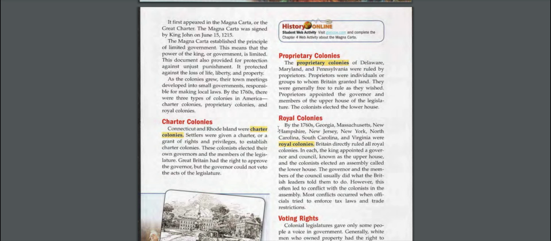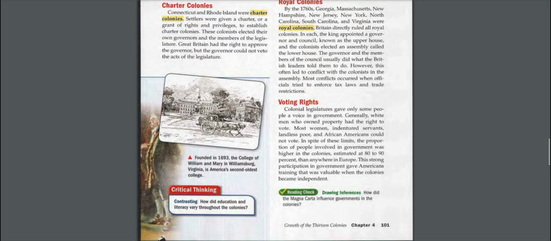Royal colonies. By the 1760s, Georgia, Massachusetts, New Hampshire, New Jersey, New York, North Carolina, South Carolina, and Virginia were royal colonies. Britain directly ruled all royal colonies. In each, the king appointed a governor and council, known as the upper house, and the colonists elected an assembly called the lower house. The governor and the members of council usually did what British leaders told them to do. However, this often led to conflict with the colonists and the assembly. Most conflicts occurred when officials tried to enforce tax laws and trade restrictions.